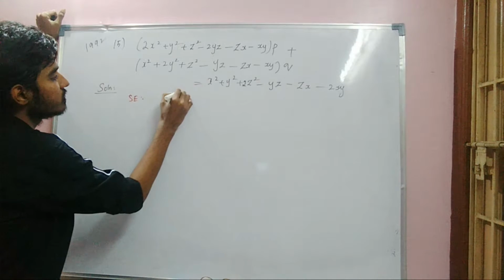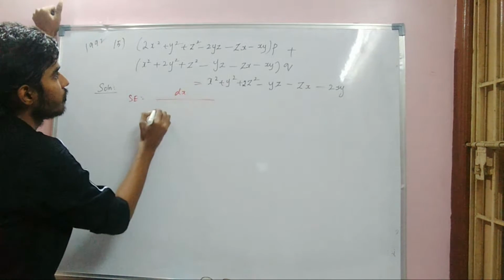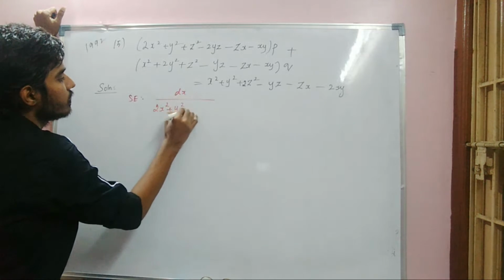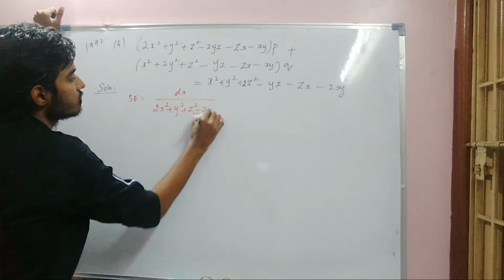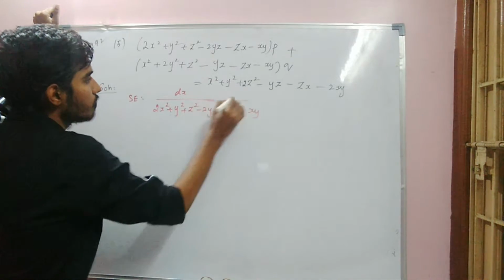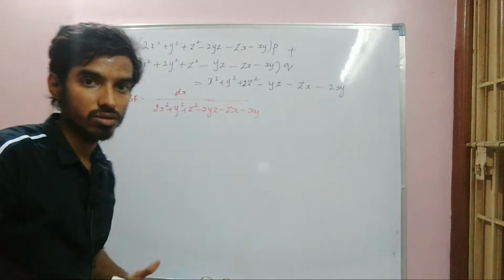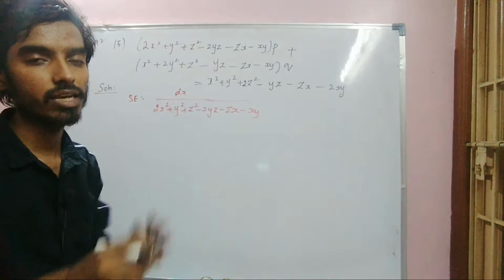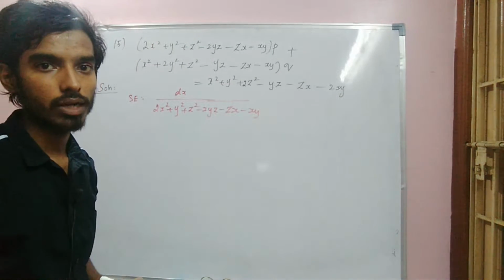So the subsidiary equation is dx divided by 2x square plus y square plus z square minus 2yz. Actually you don't need to worry, because every problem is there in the Rising Area book. Whatever they ask, this problem is the same in the Rising Area book. So you don't need to worry.